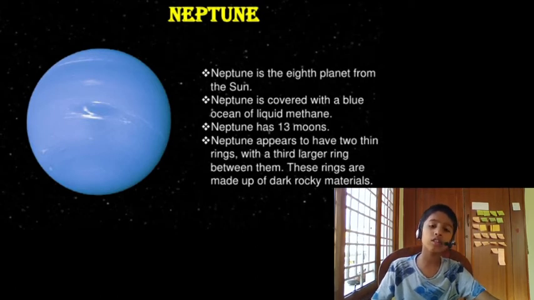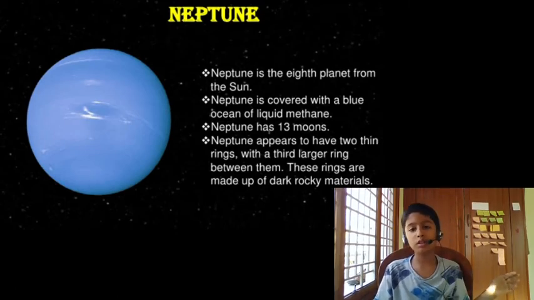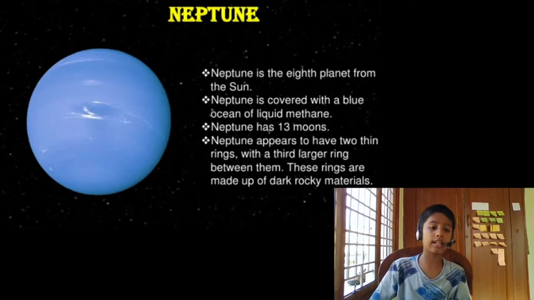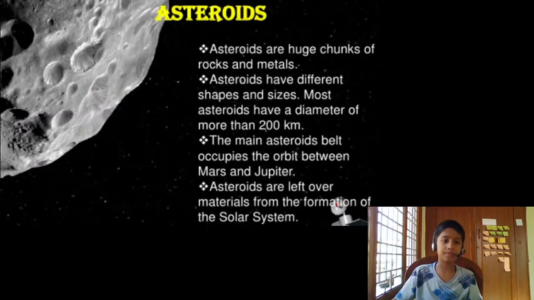And I have told you while explaining Jupiter that between Mars and Jupiter there is an asteroid belt. So we will see what an asteroid belt is.